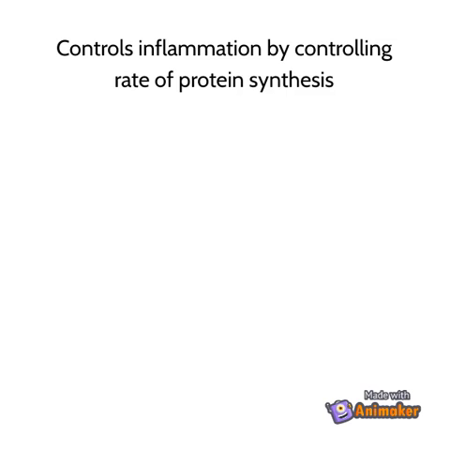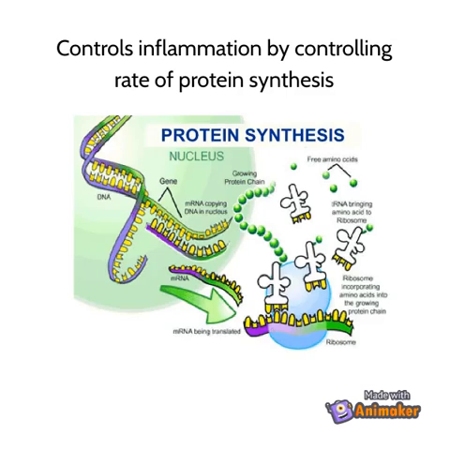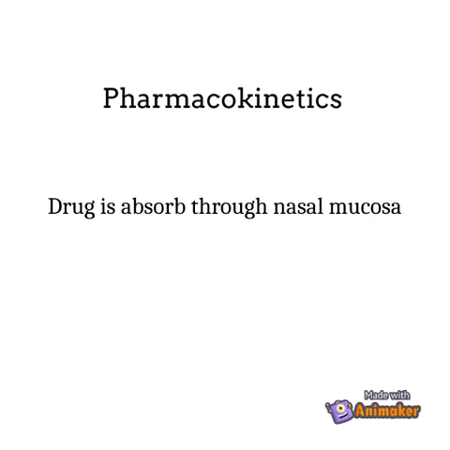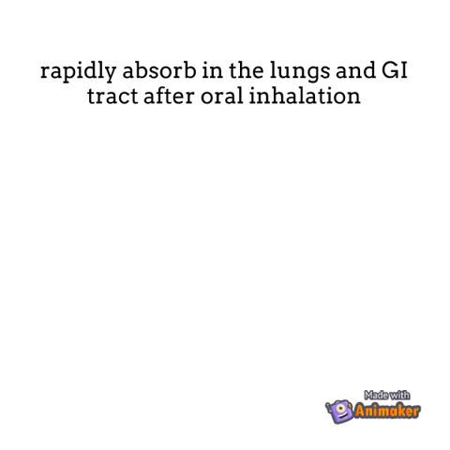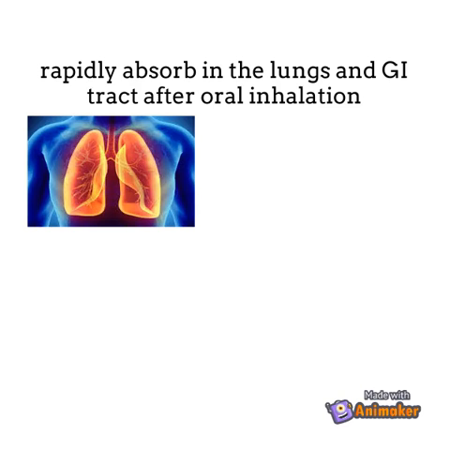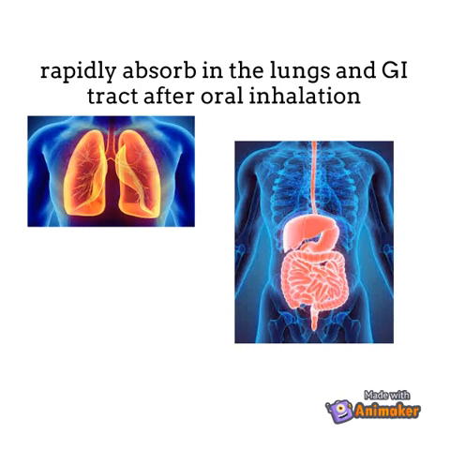Beclomethasone prevents or controls inflammation by controlling the rate of protein synthesis. Now, let's proceed to the pharmacokinetics. The drug is absorbed primarily through the nasal mucosa with minimal systemic absorption. After oral inhalation, the drug is absorbed rapidly from the lungs and GI tract.